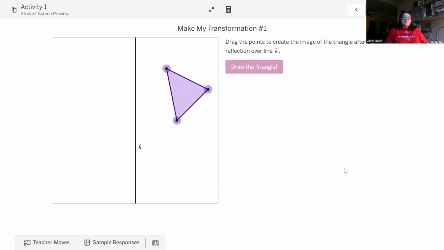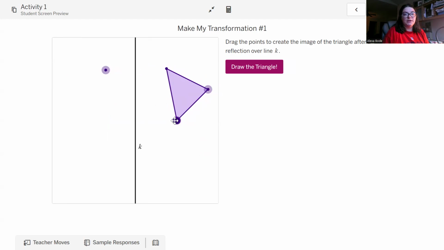Okay, now this one's a little difficult. It says drag the points to create the image of the triangle after a reflection over line K. So this, you are going to have to do your best estimate. Remember, we want each point, if it's about this far from the line of reflection, we want it to be about that far from the line of reflection on the other side.